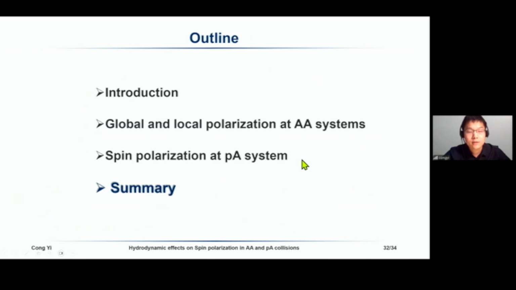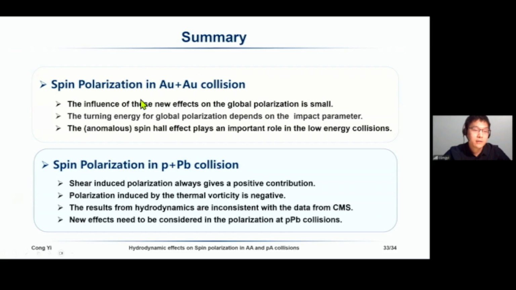At last is my summary. In the calculation for the global spin polarization, we find the influence of these new effects on the global spin polarization is much smaller than that induced by the thermal vorticity. And the turning energy for the global spin polarization depends on the impact parameter. For the local spin polarization, we found the anomalous Hall effects will play an important role at the lower collision energies.